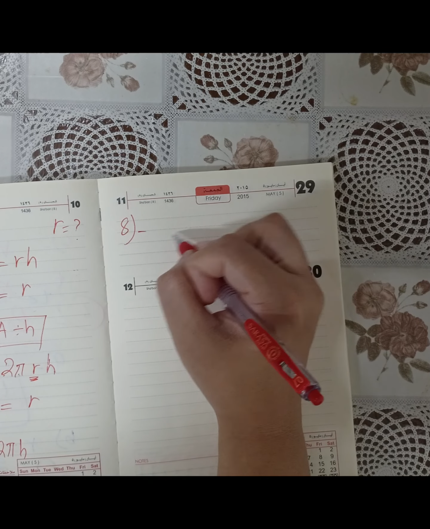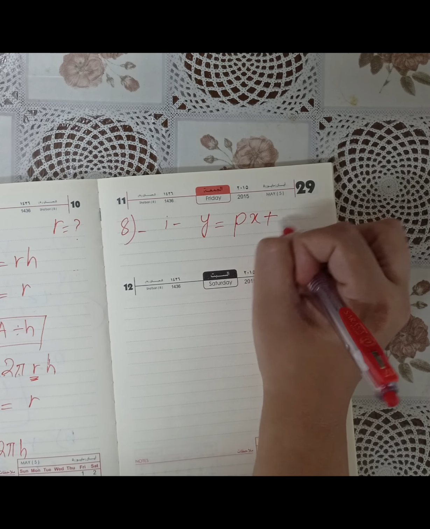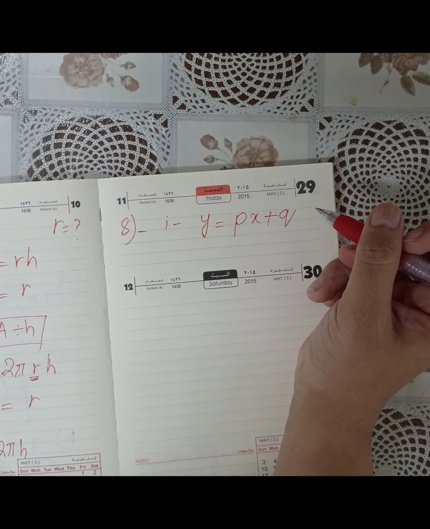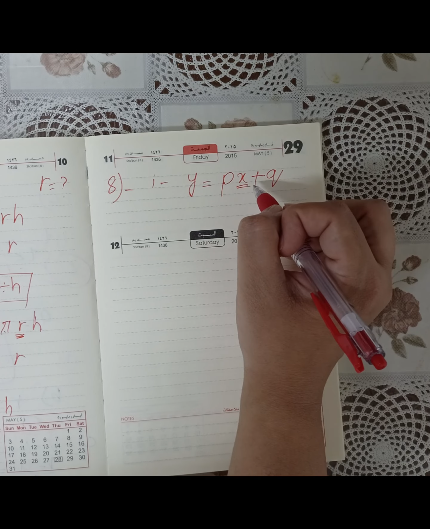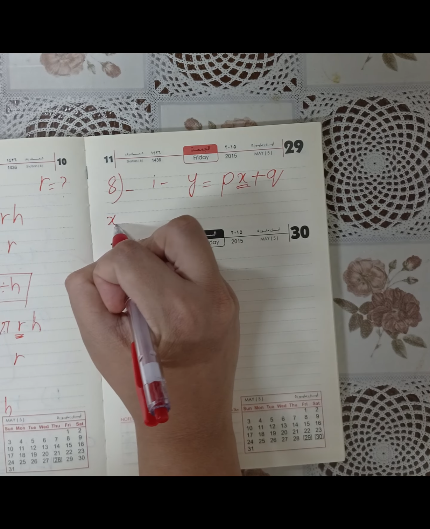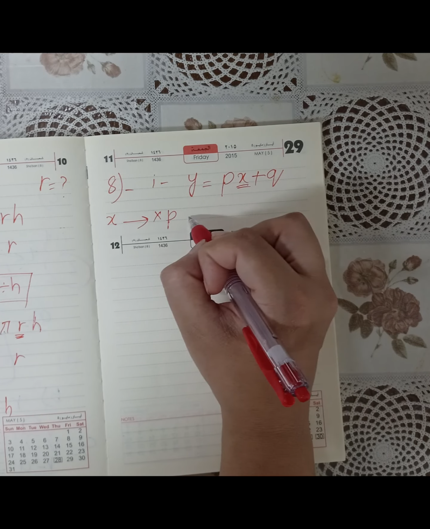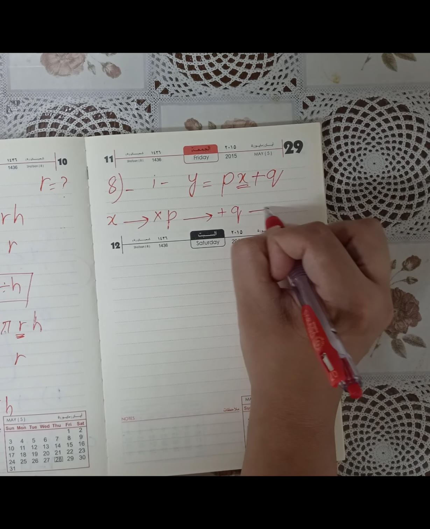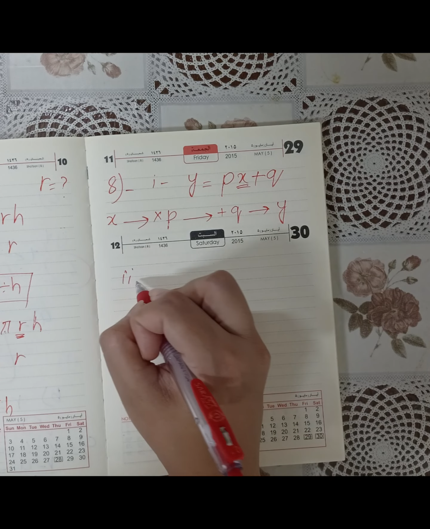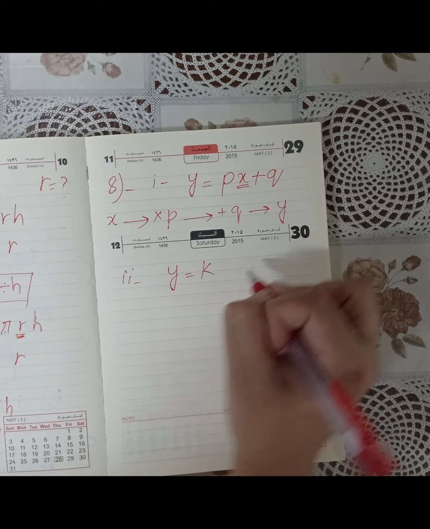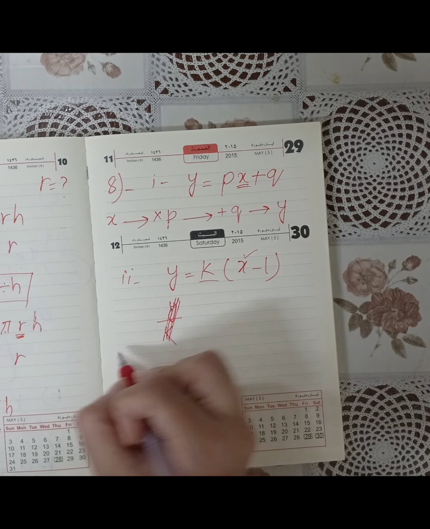So in question number 8, part 1, y equals p x plus q. What should I do now? I have a starting number that is x. My function machine will start from x. Then I will multiply it with p, x being multiplied with p. Then I will add q so that I can get y. This is the simple machine. Similarly, part 2 is y equals k x minus l. To write the function machine, what I will do is start with x.